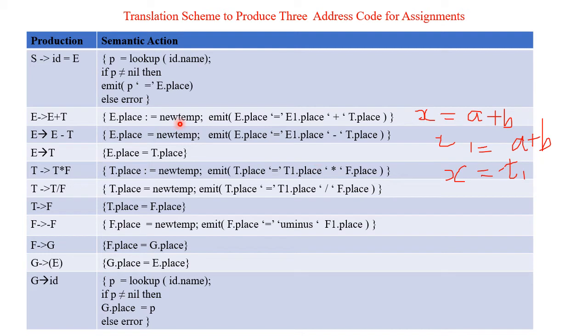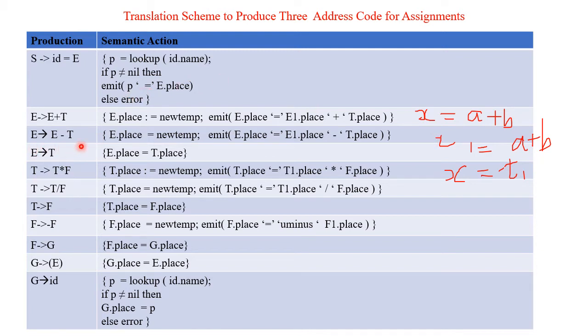Then this semantic action creates a temporary variable T1 and emit creates a three-address code like this. X equal to T1 is created by this emit function. Emit p equal to E.place. T1 equal to a plus b is created by this semantic action, and id equal to E when x equal to a plus b. Then the emit function: p here is x, equal to E.place. E.place is T1. That means we get x equal to T1.